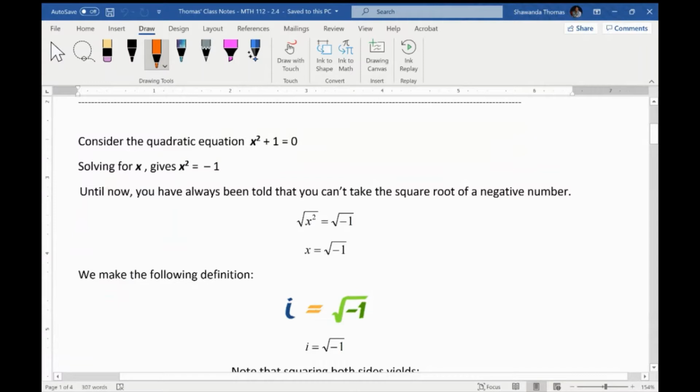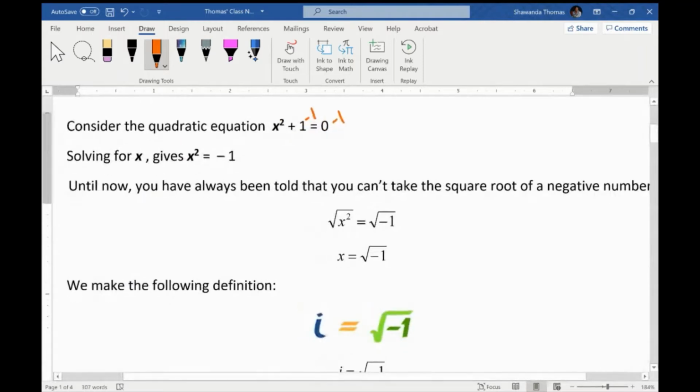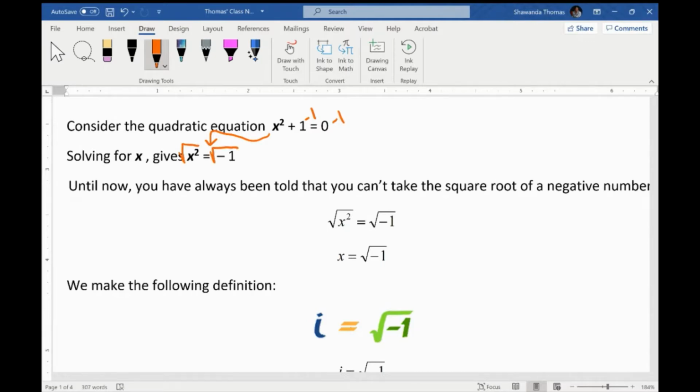So let me do that. Subtract 1 from both sides like this. And so that's why you get this step right here: x squared equals -1. But we haven't solved for x yet because it's still x squared. Then what would you have done? Square root both sides, right? So you'll get something like this, and you end up with this.